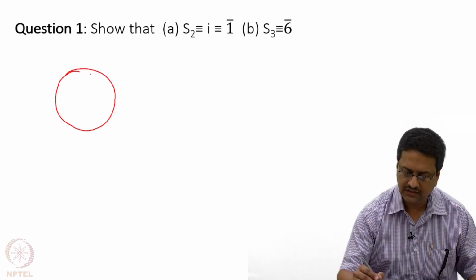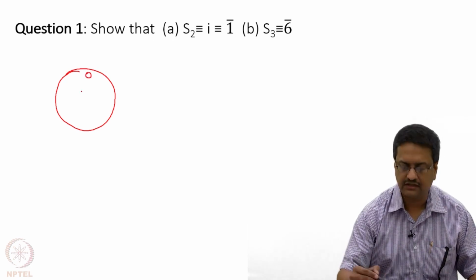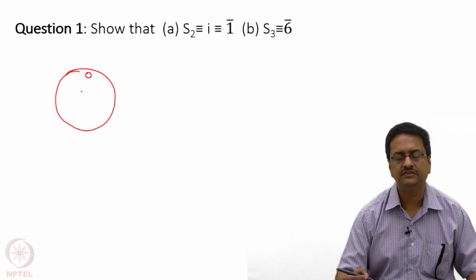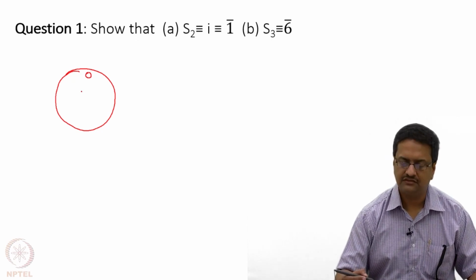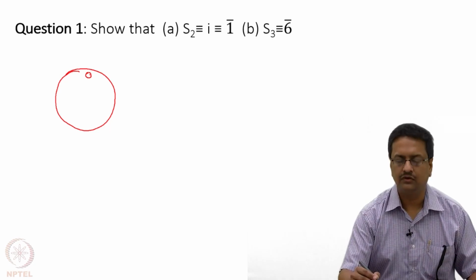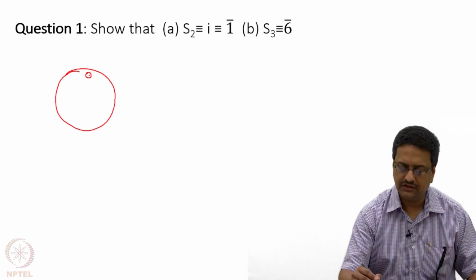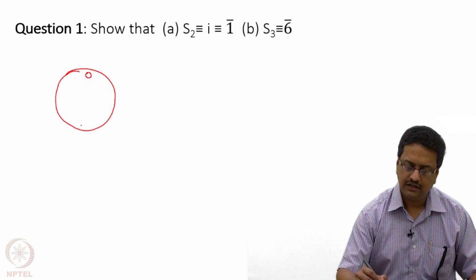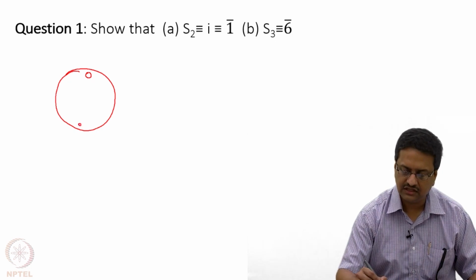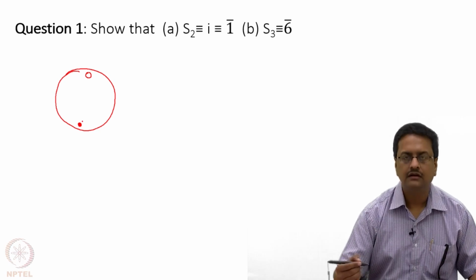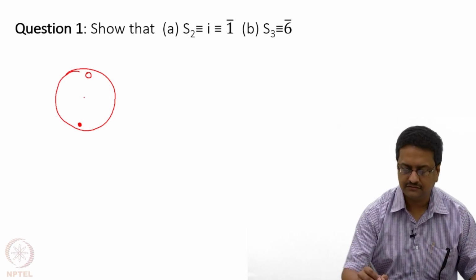And then if I draw one open circle, inside the circle it is my object, and S2 means rotation followed by reflection. So if I rotate by 180 degree and then reflect, the open circle becomes the closed circle. So this is S2.